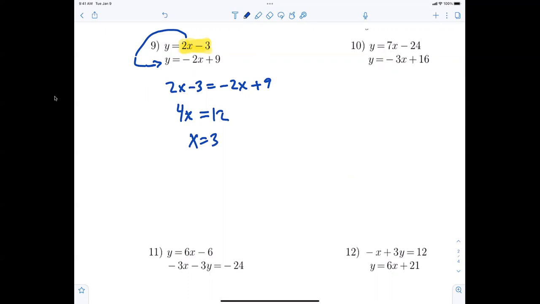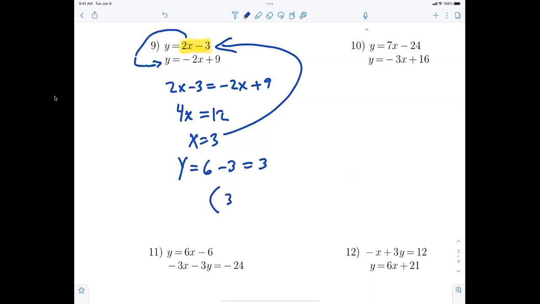So now I know the x value is 3, so I come over here and plug in what? 3. y equals 6 minus 3 equals what? 3. So the point of intersection was 3, 3. All right, now one last time, just type it in your calculator and double check and make sure I'm right.